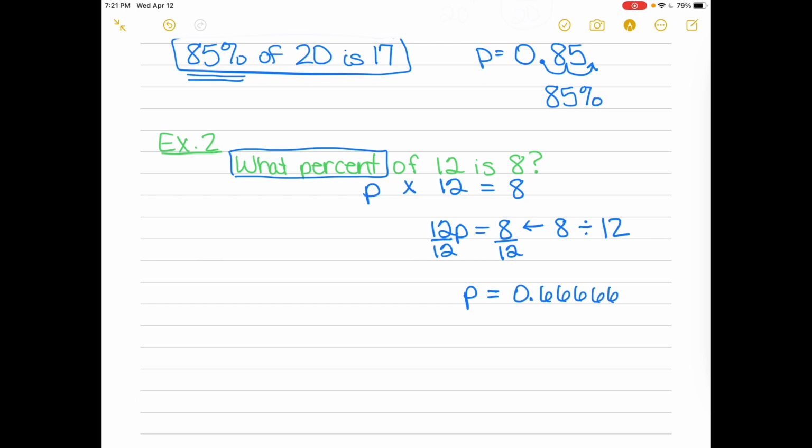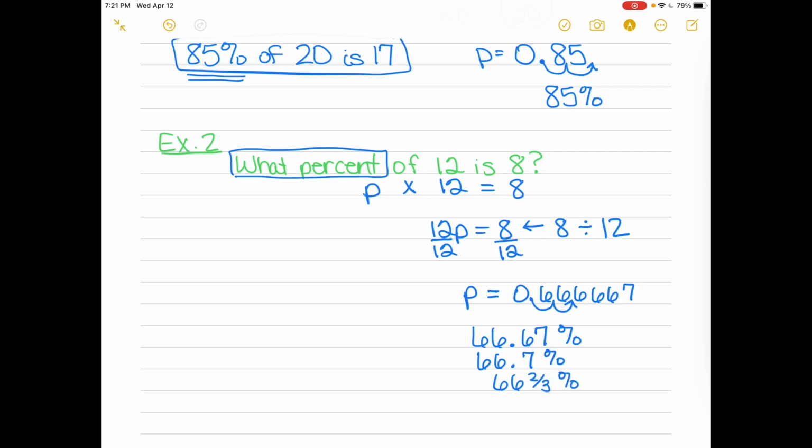0.6666, and it just keeps going. Your calculator might stop and put a 7. We want this in percent, so we're going to move our decimal point 2 places. And depending on what they're exactly asking for, you could round to the tenths or the hundredths, or you could put it with a fraction. So this would be 66.67%, or you could write 66.7%. Or if you know the fraction for 0.66666, it's 2/3, so you could write 66 2/3%.